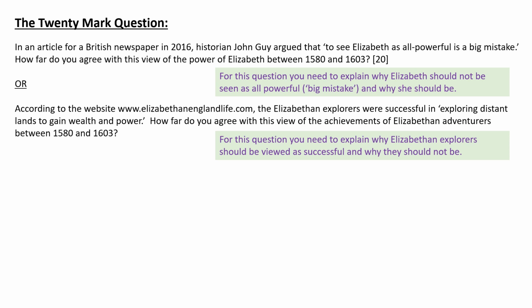So again, we're looking for this element of balance, exactly the same as all of the other papers that you will sit in terms of the essay. You have to show this element of balance there. And in this second question, we're looking for why Elizabethan explorers should be viewed as successful and why they should not be. So let's have a look at how to structure this question.